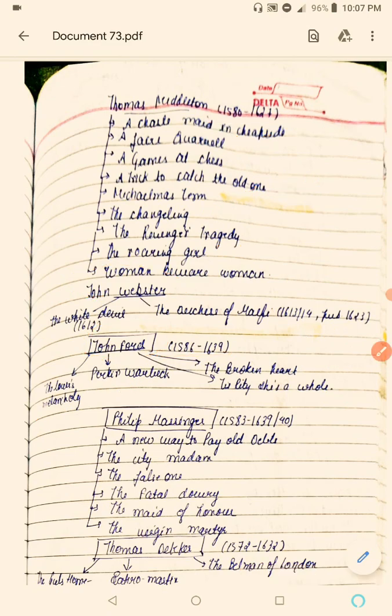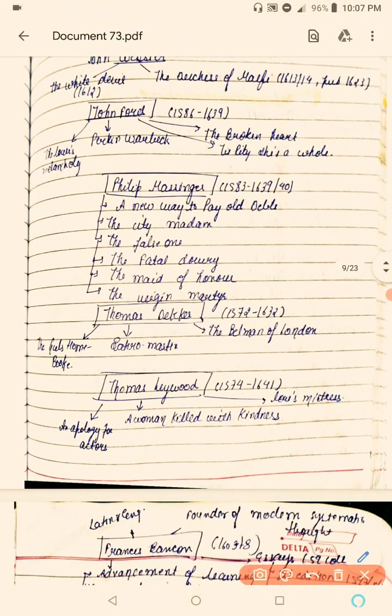Then John Ford, 1586 to 1639, was his lifespan, and he wrote The Lover's Melancholy, Perkin Warbeck, The Broken Heart, 'Tis Pity She's a Whore. Then Philip Massinger, 1583 to 1639. Some important works were A New Way to Pay Old Debts, The City Madam, The False One, The Fatal Dowry, The Maid of Honour, The Virgin Martyr.